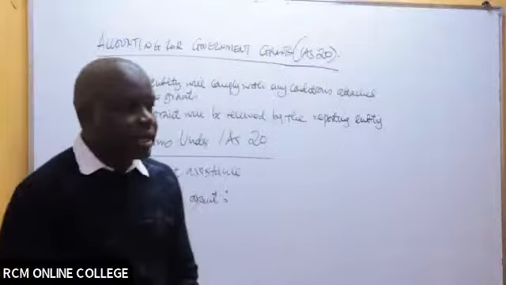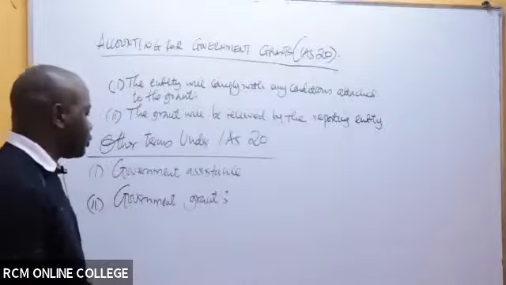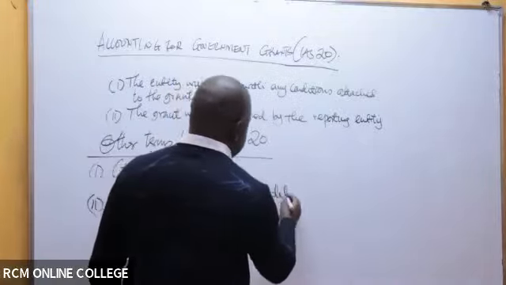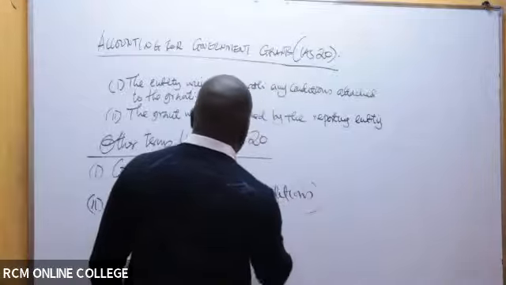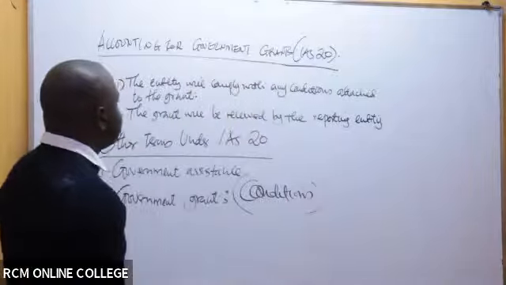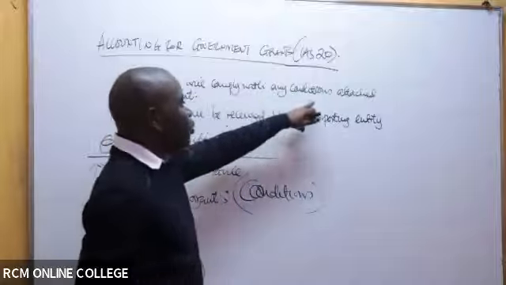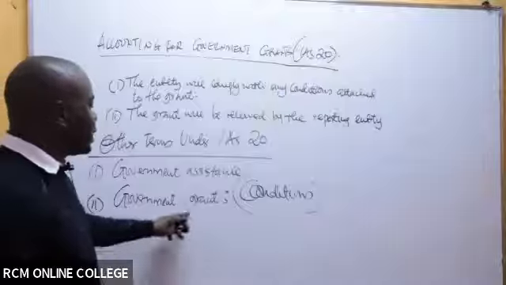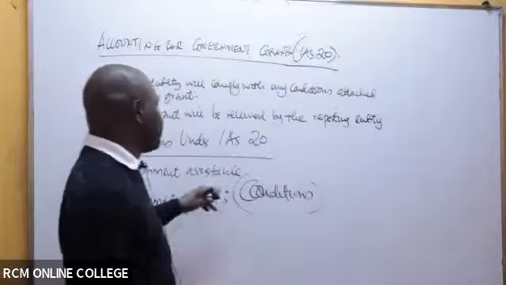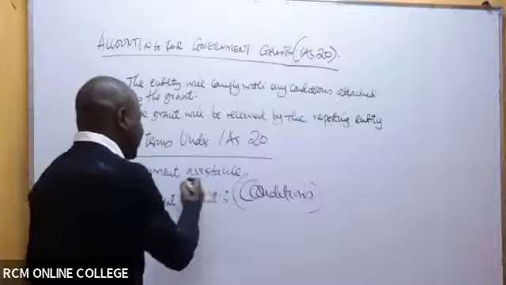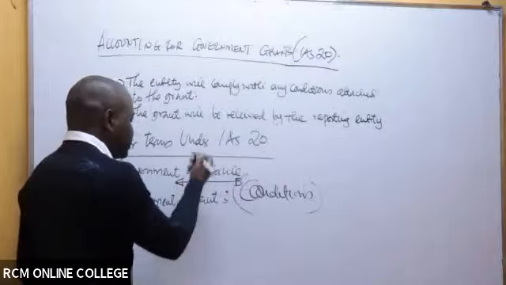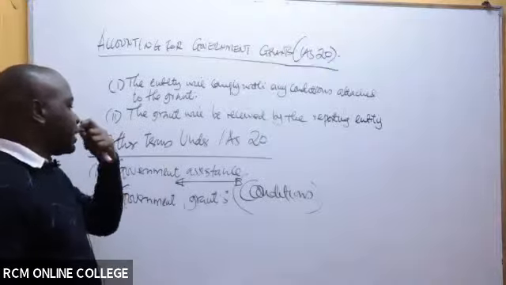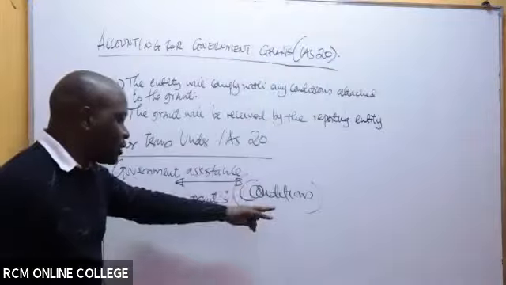So in this case, you can see under government grants, you can underline the conditions. They're actually conditions that should be fulfilled. The entity will comply with any conditions attached to the grant. Under government assistance, there are no conditions. It's just an assistance. Having defined a particular criteria of that entity, they can give it assistance without any form of conditions.